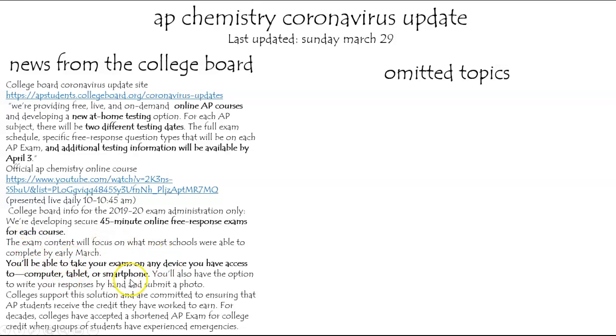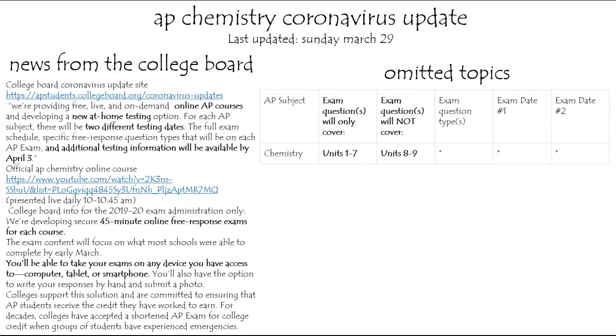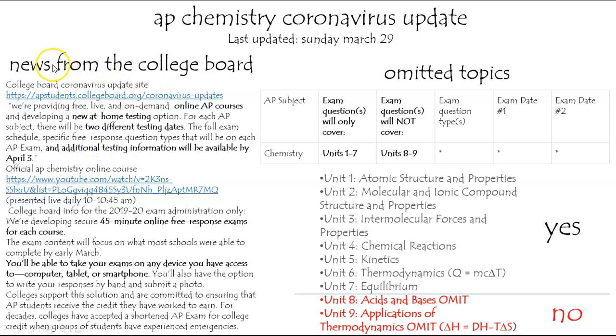Note that you'll be able to take the exams on any device. And here, this is important. Notice that it's 45 minutes, the exam. It will be online, and it's only free response questions. In order to meet this with the coronavirus, they've omitted some topics. Currently, AP Chemistry has divided up the year into 9 topics. We'll still be doing 1 through 7, but they're omitting 8 and 9. So these 7 are still in, and these 2 are out.